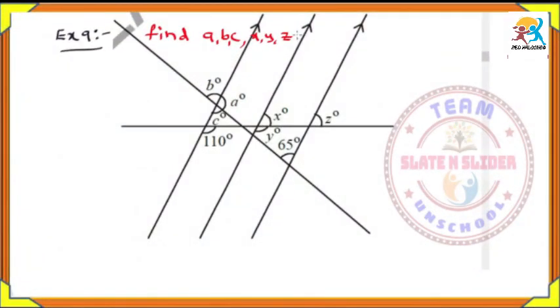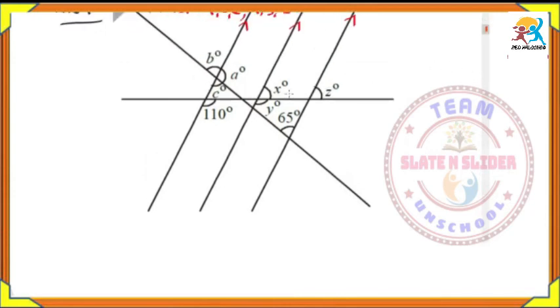Let us take example 9. In that we have to find out A, B, C, X, Y, Z. Observe this figure. In this figure, it is clearly known that the lines which are having the arrow mark are parallel. That means this line and this one and this one. All the three lines are parallel to each other. And we have to find out the values of A, B, C, X, Y, Z. Observe the figure first. Let us observe these two lines only first. This line and this line. These two lines are parallel.